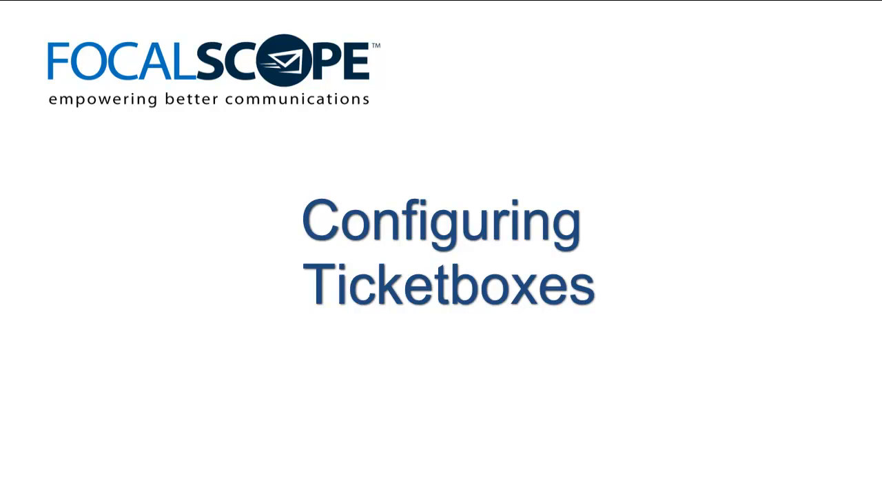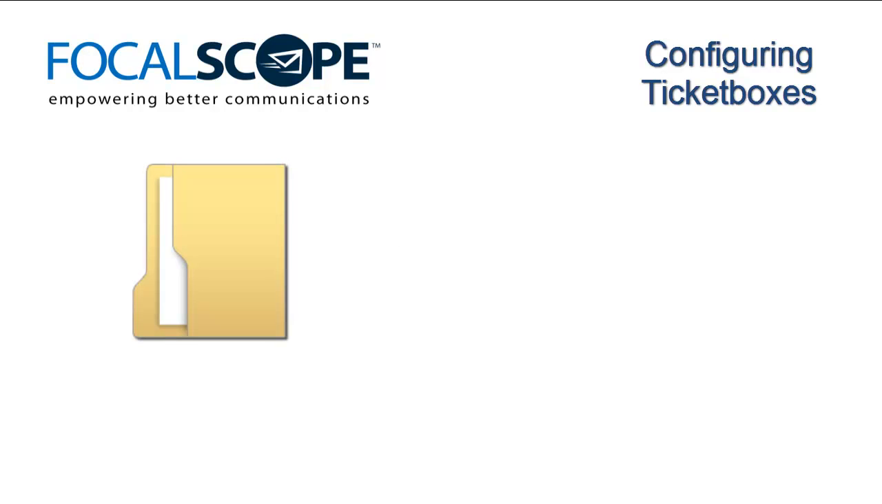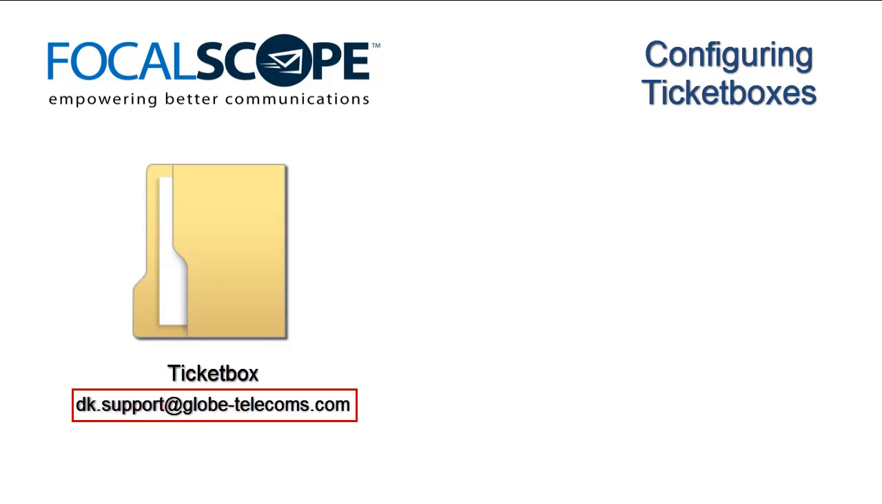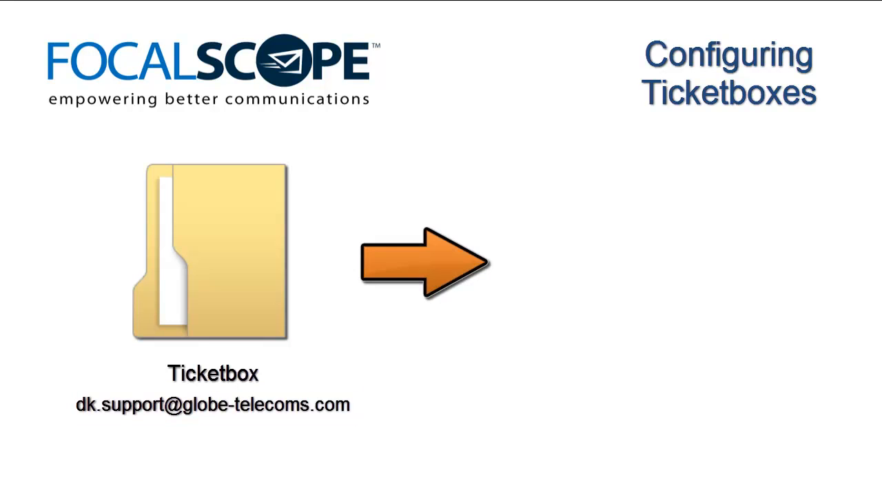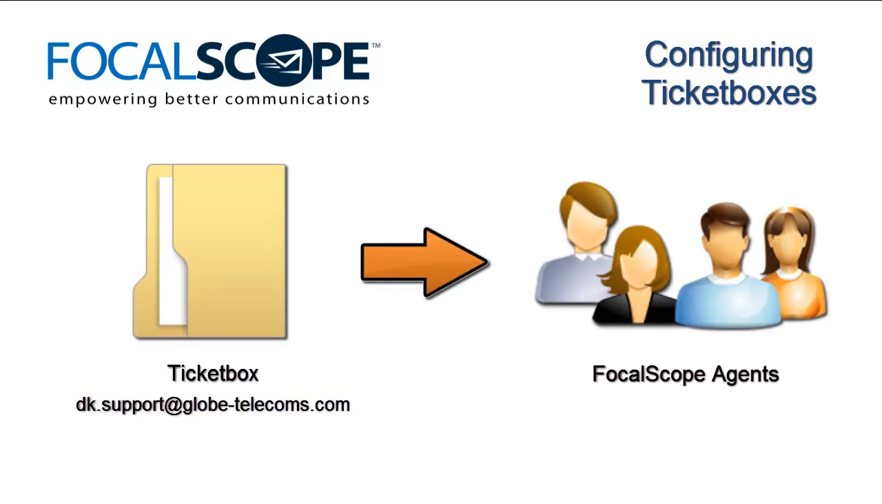Today, I'm going to walk us through the process of setting up a new ticket box. But before we get started, let's define exactly what a ticket box is. A ticket box in FocalScope is a common mailbox where emails from a specified email account arrive and can be shared and replied to by multiple employees. It's important to note that we require system administrative privileges in order to add, change, or edit ticket boxes.